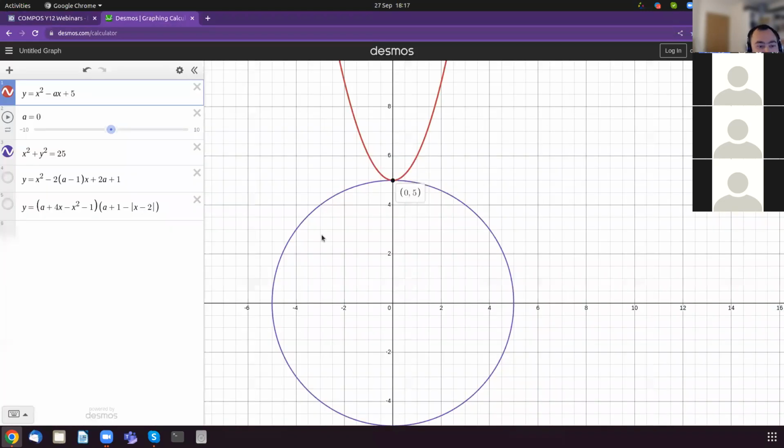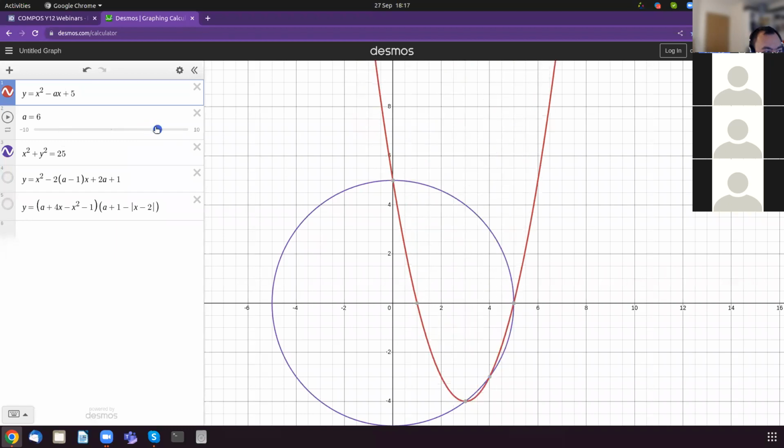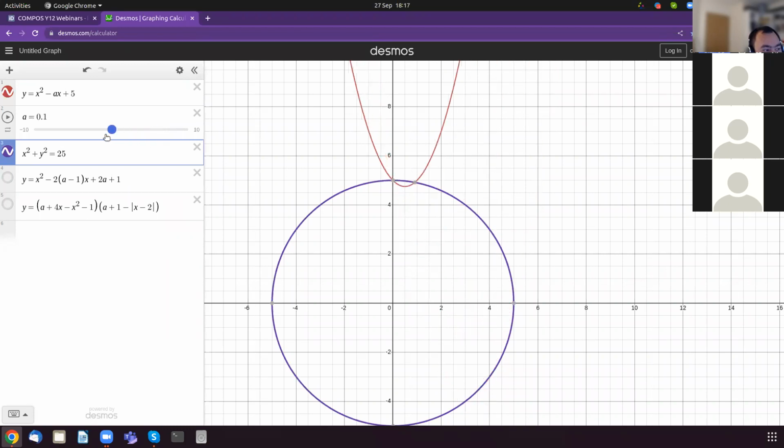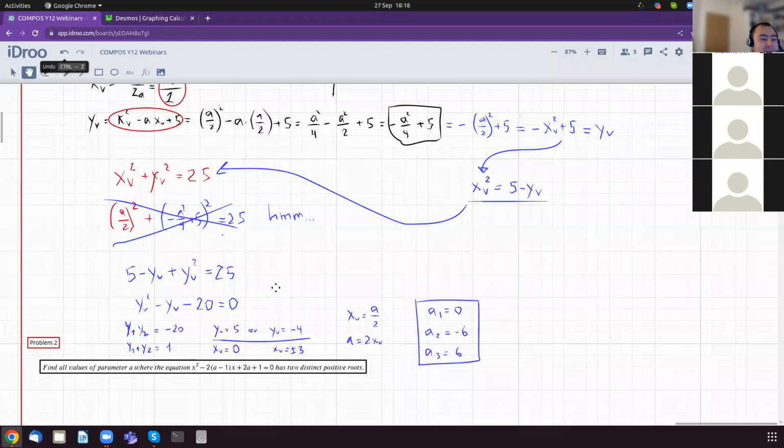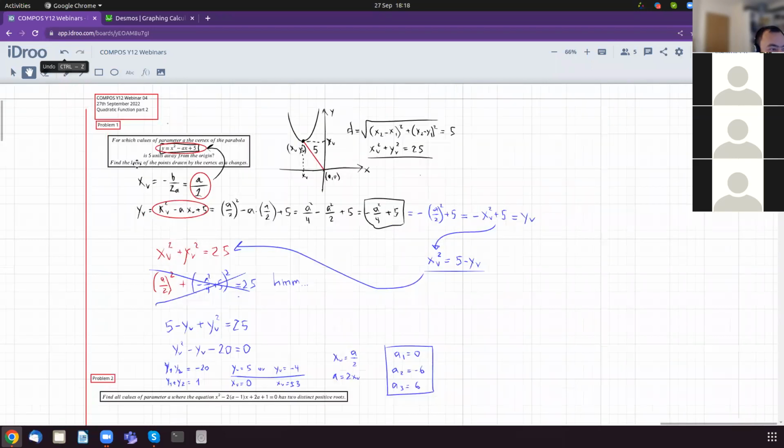Absolutely. And if I make a equal to 6, you can see once again that the vertex is on the circle, and the coordinate is 3, minus 4. And when a is -6, it's -3, minus 4. Exactly. And that's what they were asking. They were asking here. Well, I was asking.